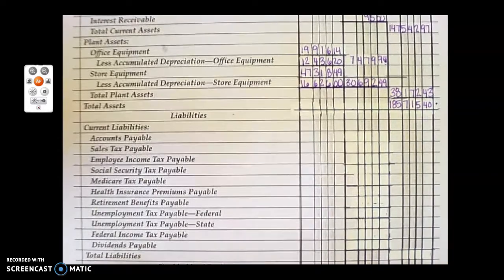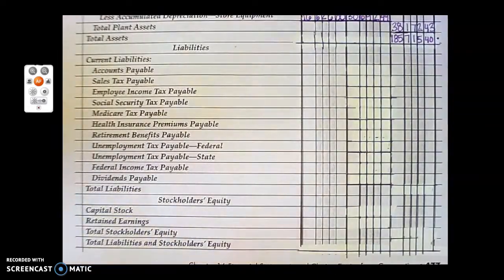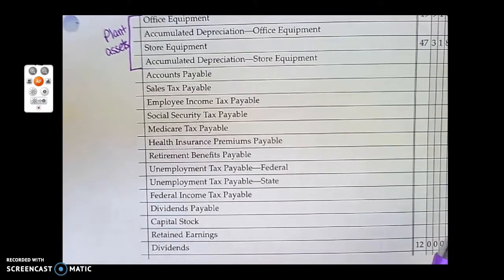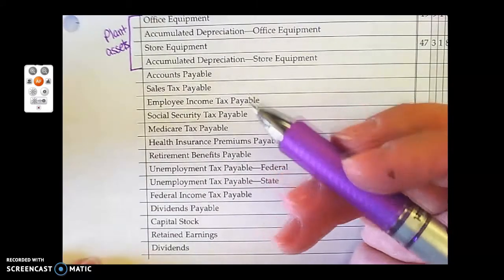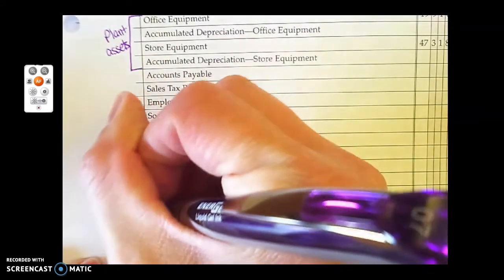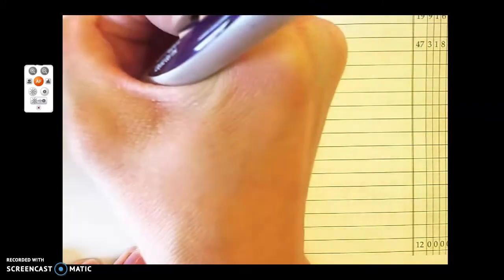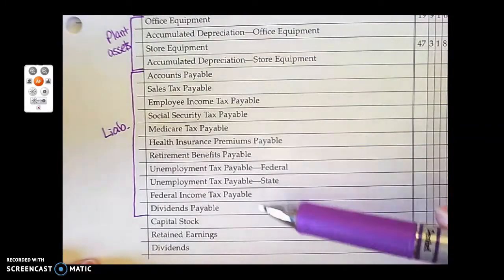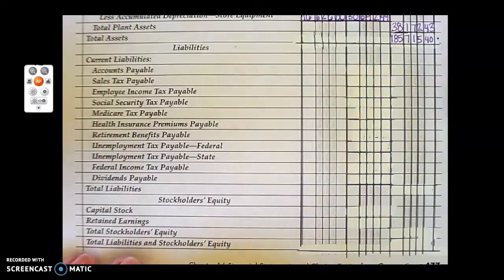Okay, next we have liabilities. So if we look on our adjusted trial balance, liabilities is anything with a payable after it. And I'm going to abbreviate. So these here are all of our liabilities. So you will have to write liabilities.